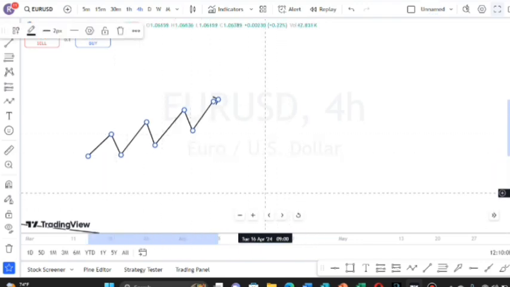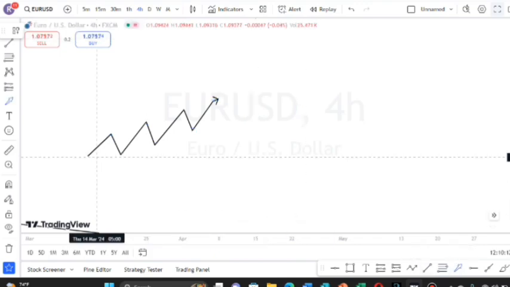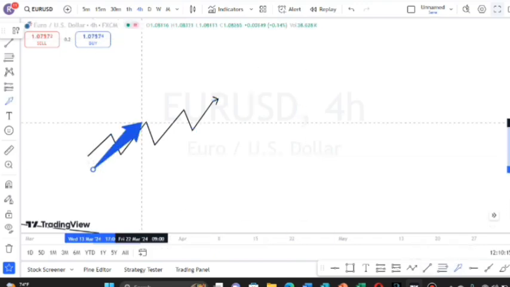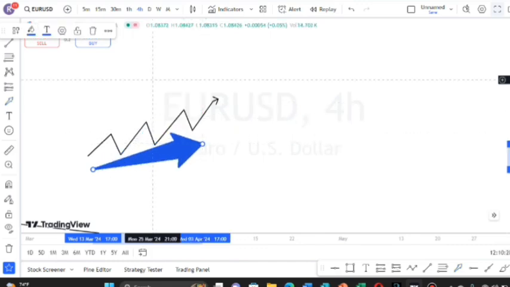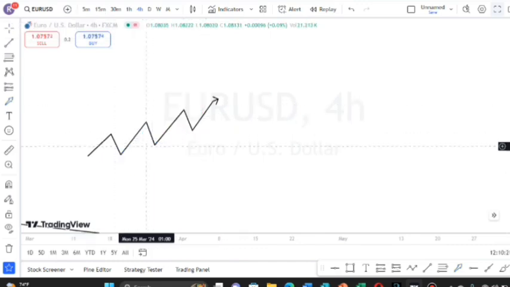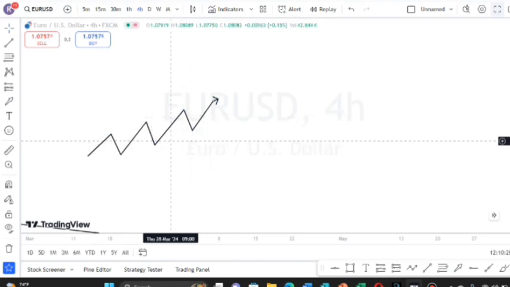As you can see, there's a higher low here, and higher high, higher low, higher high, higher low, higher high. So in this case, we are looking forward to buy this market while it's at its higher low, when it's in an uptrending move. So in this case, we are buying at this point.